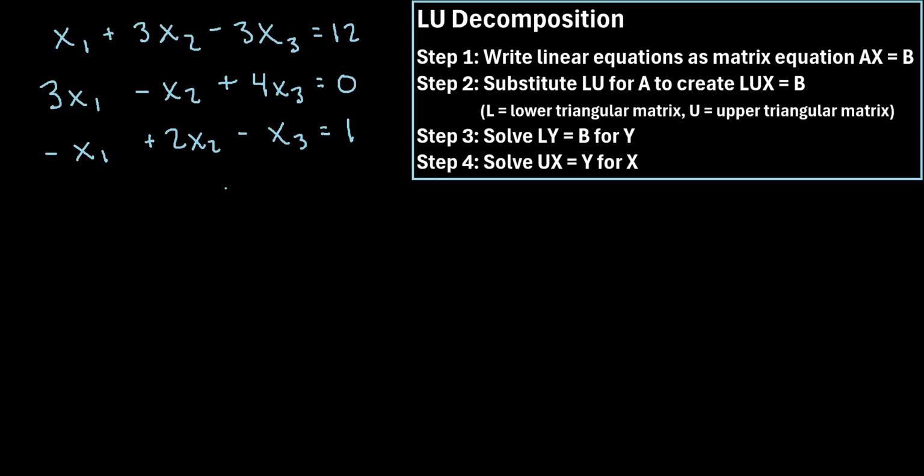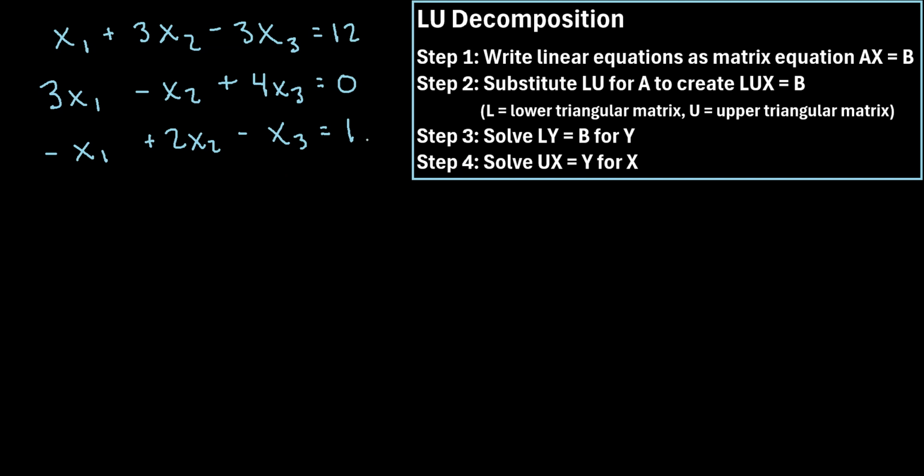Suppose we have the following system of linear equations and we want to solve for the values x1, x2, and x3 such that each of these equations will be true. One way to do that is to use a method known as LU decomposition, which is this four-step process right here. So I'm going to walk through an example of how to use these 4 steps to actually solve this system of linear equations.